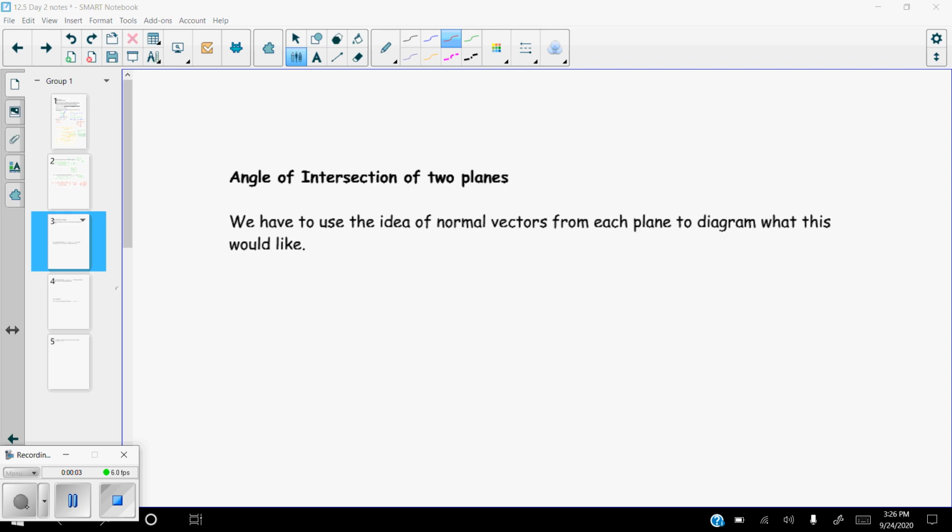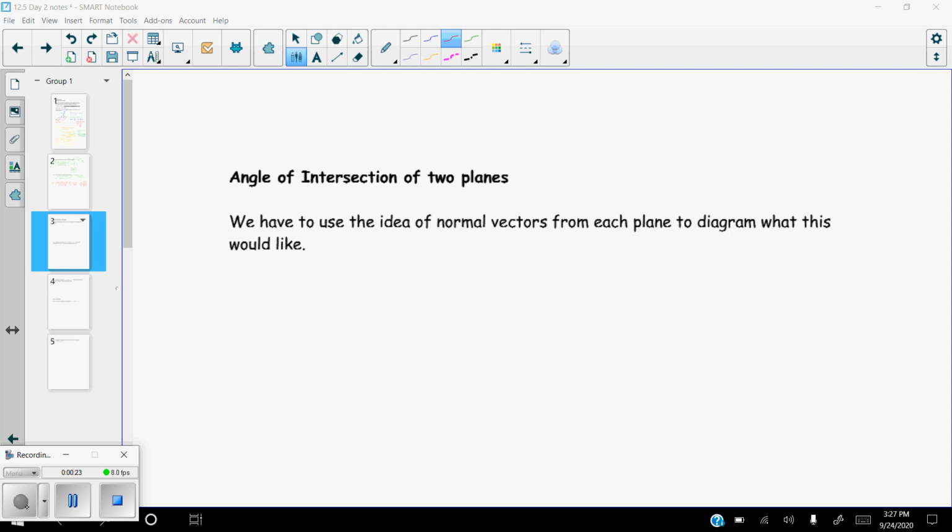All right, so in the first video, we covered the distance between a point and a plane, or the distance between two parallel planes, using the same premise. You just need a point and a normal vector, and you have the distance formula now to be able to figure that out. On this one, we're going to talk about the angle of intersection of two planes.